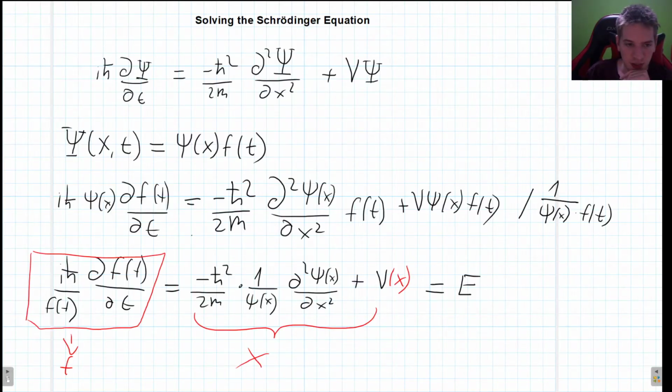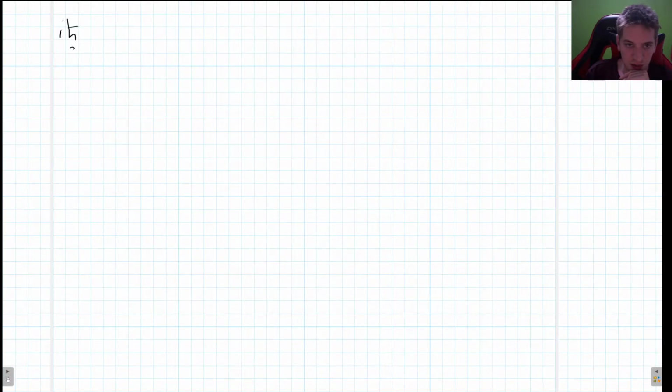So having seen that, we are going to split this up into two equations, and that is the basis of this method. We want to go from one differential equation that depends on two different coordinates, so a partial differential equation, to two ordinary differential equations, which are much easier to solve. So in this case, what is it that we had? We had i h bar over f of t, df. Well, in this case, we don't need to write it as a partial differential. This is supposed to be an f, by the way. I'm going to write it better. Okay, f of t, dt, and this is equal to E.